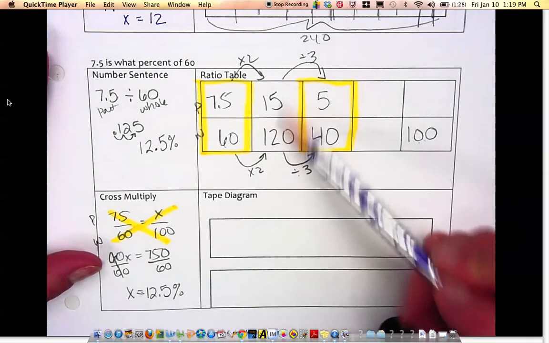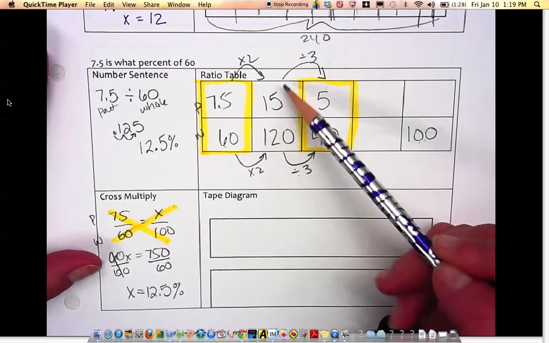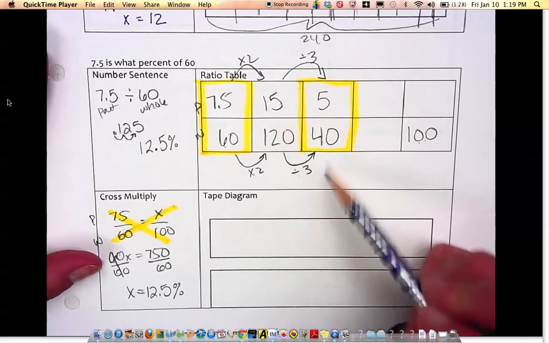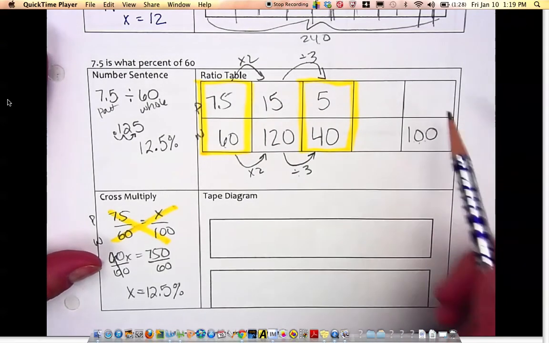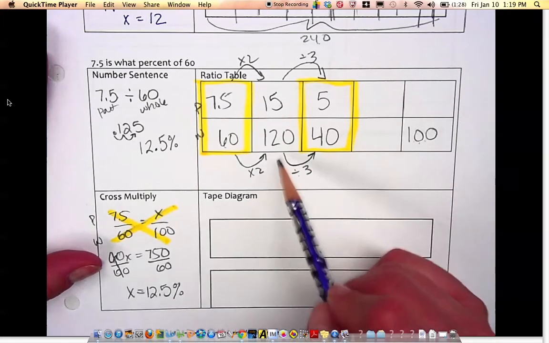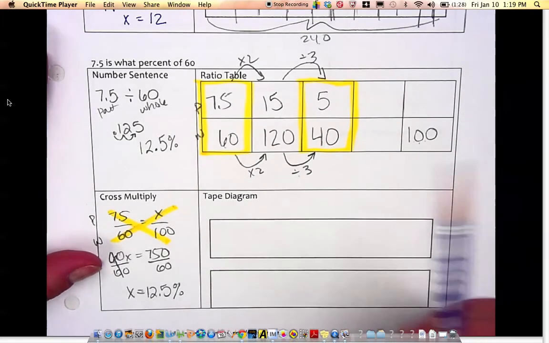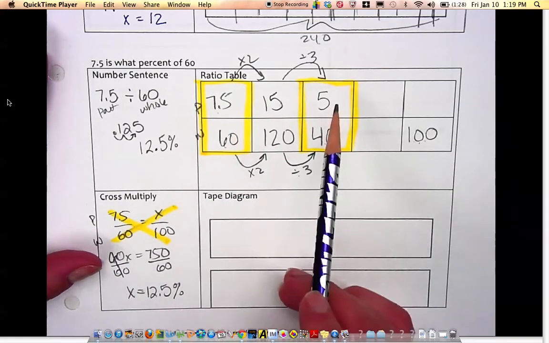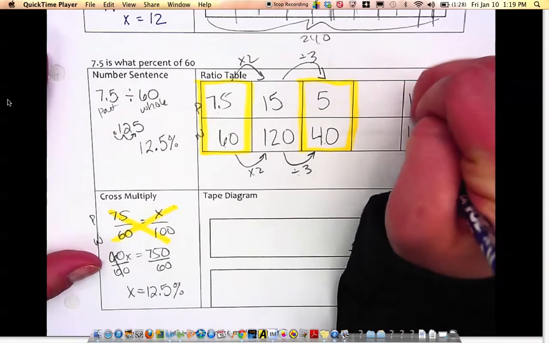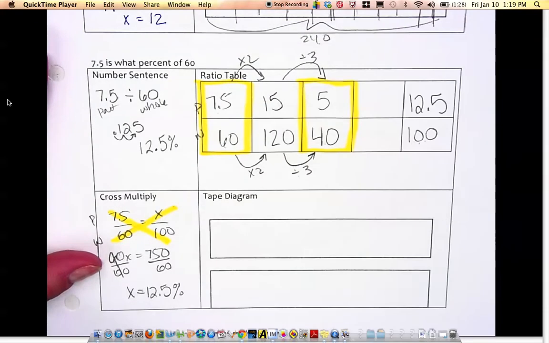Now, that doesn't mean this column was a waste. We needed this column to get this column, okay? We're just not using it for our final answer, but it wasn't a waste. It was necessary to get this one. All right, so 60 plus 40 is 100. 7.5 plus 5 is 12.5. All right, so we've confirmed our answer in 3 ways.